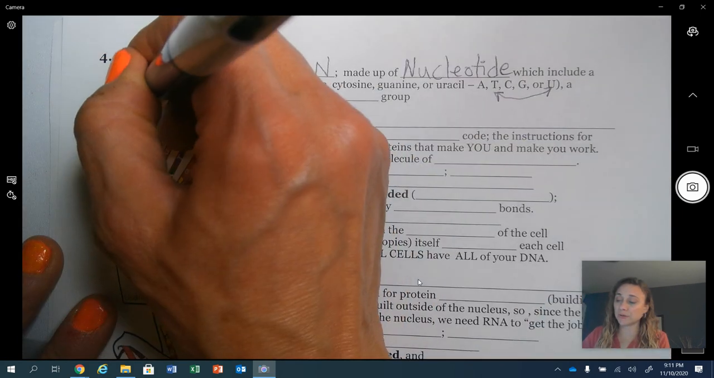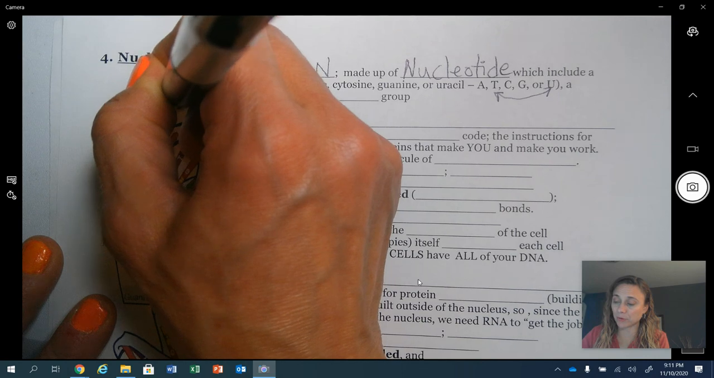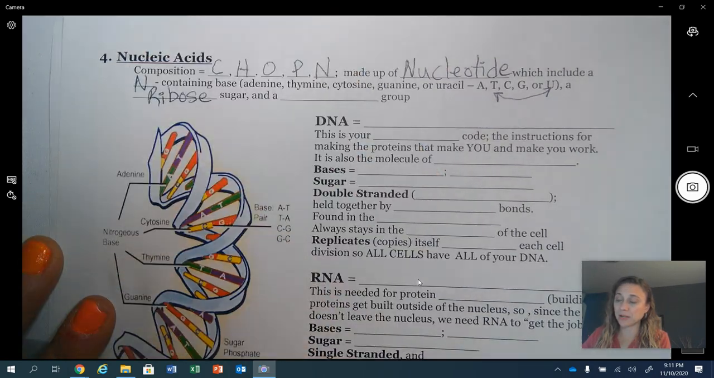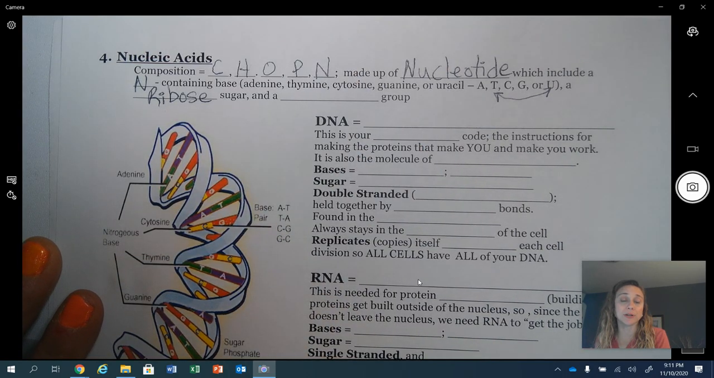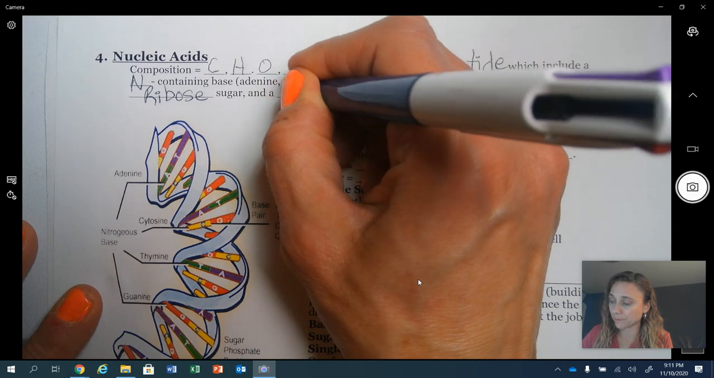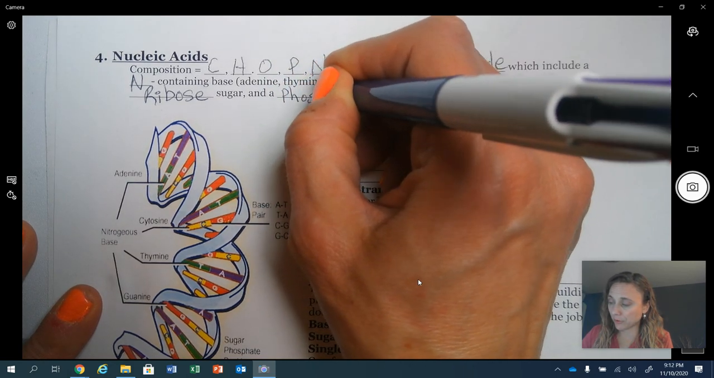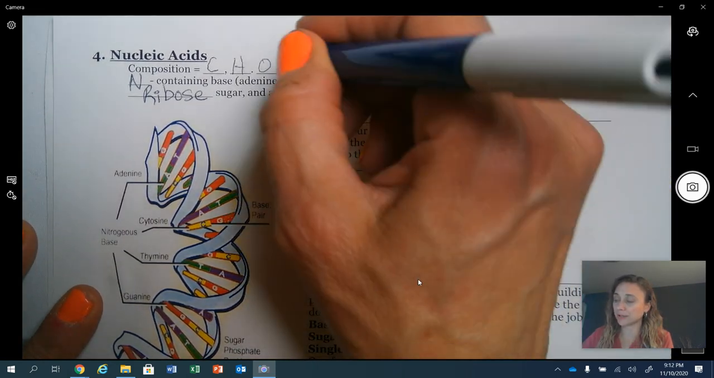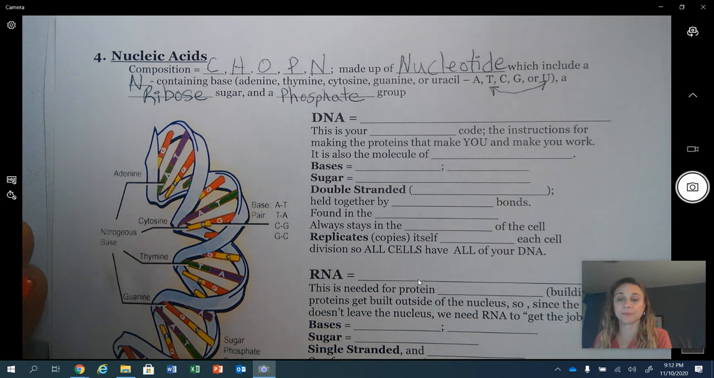Ribose sugar is another piece that we talked about, of the deoxyribonucleic acid or RNA, ribonucleic acid. So that's the ribose 5 carbon sugar, and then a phosphate group. Very rarely do you see phosphorus by itself. It's usually as a phosphate, like PO4.